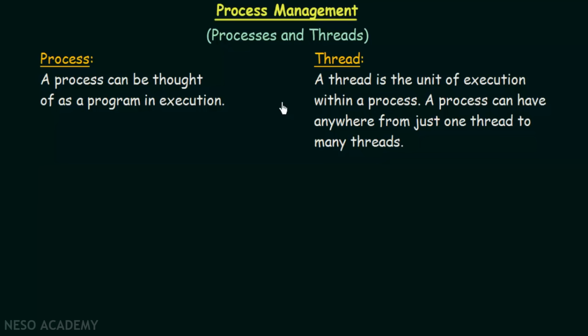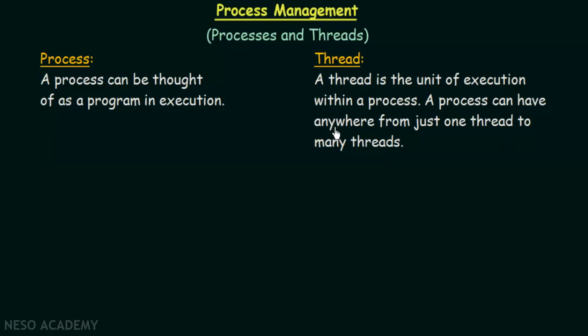So within a process, there may be one or more units of execution, and those units are known as threads. Again, in earlier systems, one process had only one thread, but now a single process can have many threads, or many units of execution, within it.